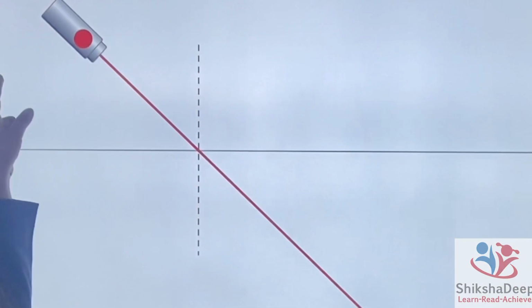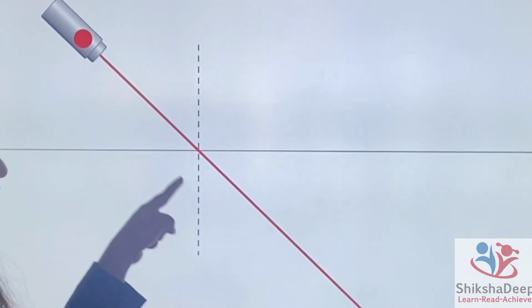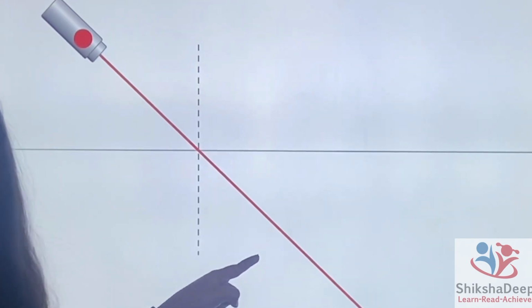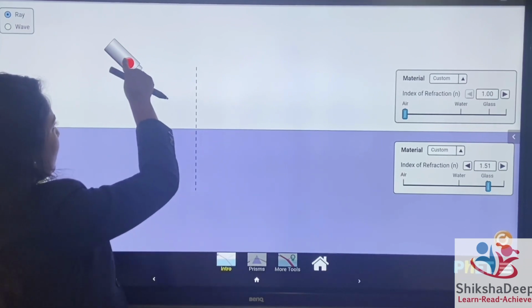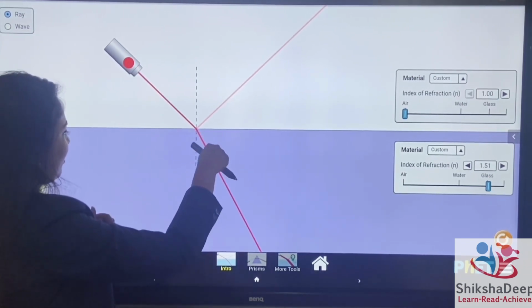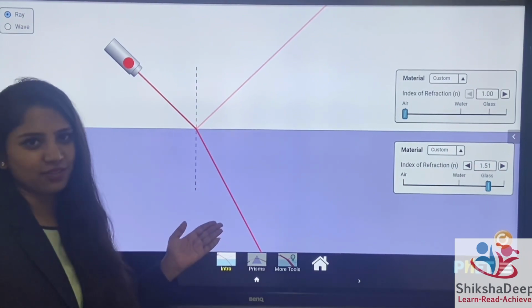But what if I say I want the light ray to continue downwards and still bend? Is that possible? Yes. So let's take a glass slab and place it here. When the light passes from here and enters this, it bends. The bending of light is called refraction.